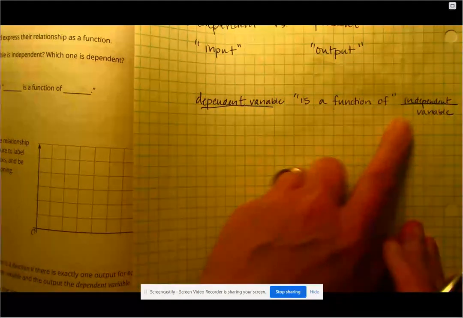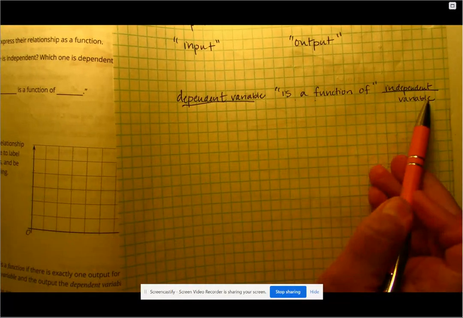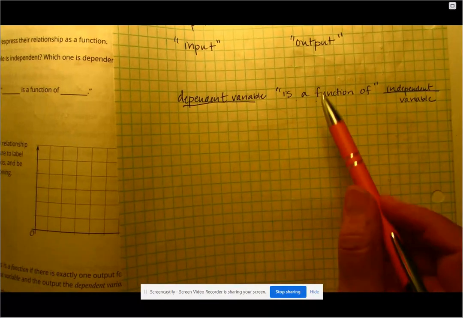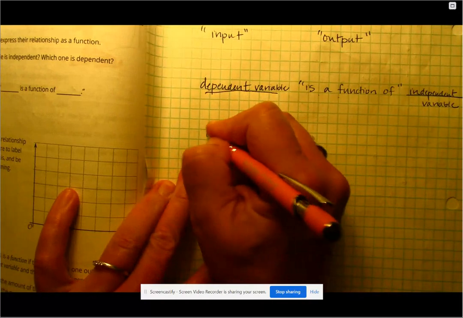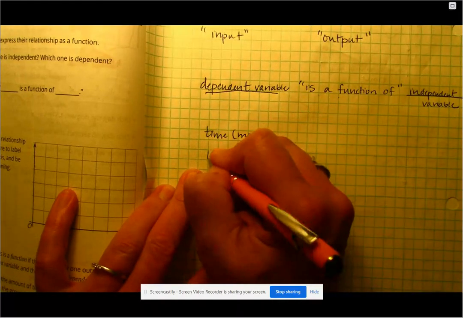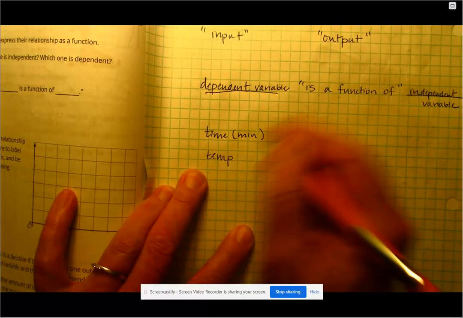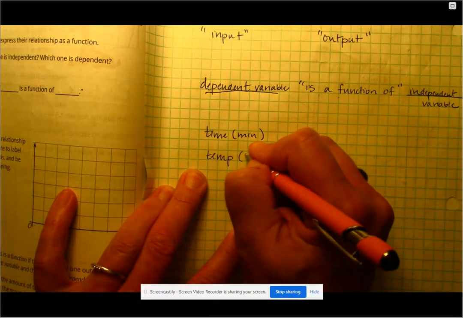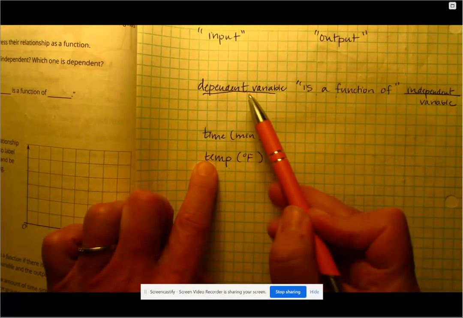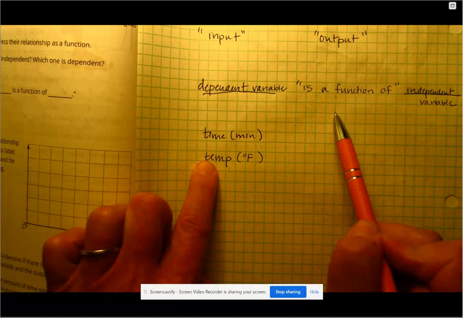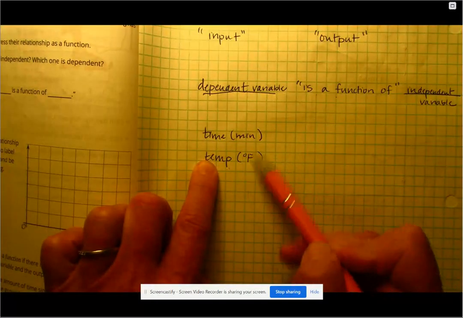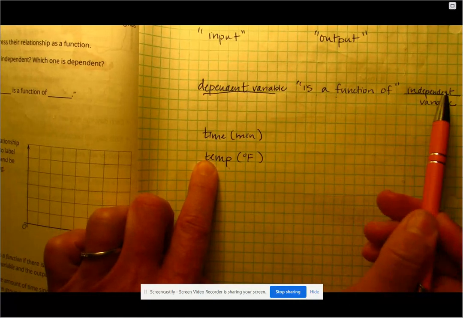So oftentimes time will be the independent variable. You're maybe measuring something as time goes on. I think in the example here, they give you like time in minutes, you're preheating your oven, and then like the temperature, maybe in degrees Fahrenheit. Okay. So you could say the temperature of my oven is a function of time, right? It depends on how long you've been heating up the oven.